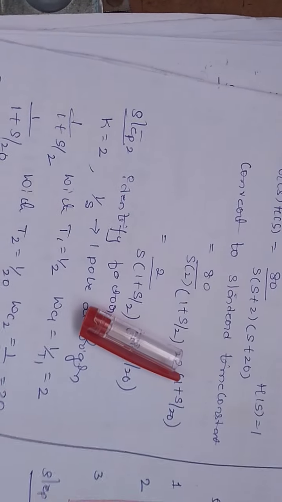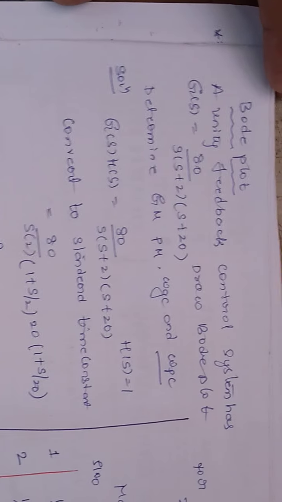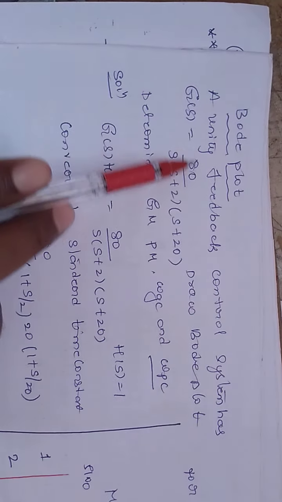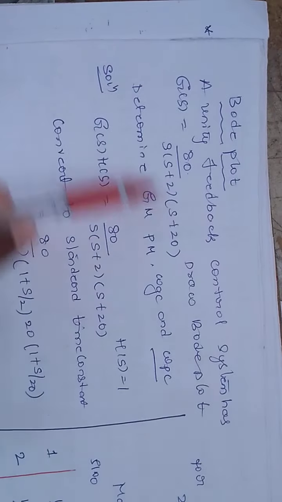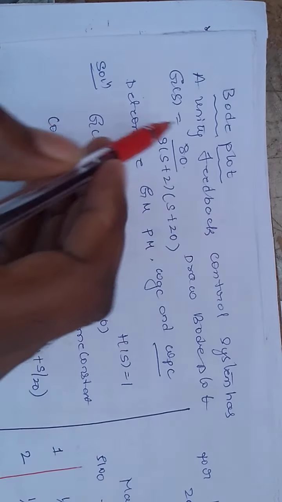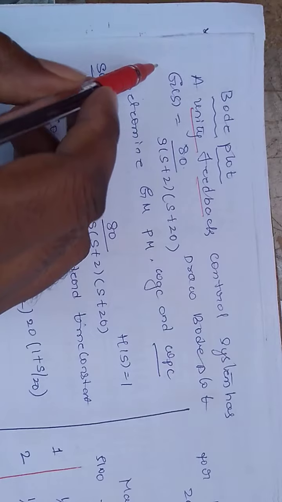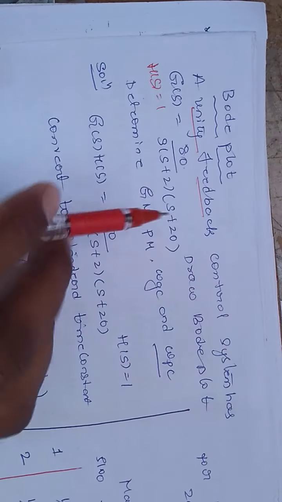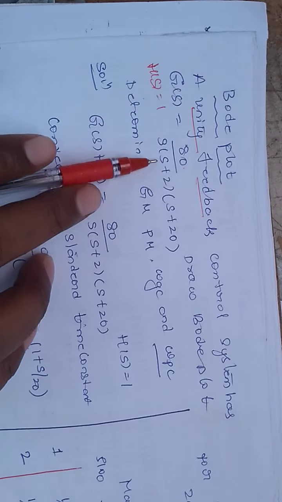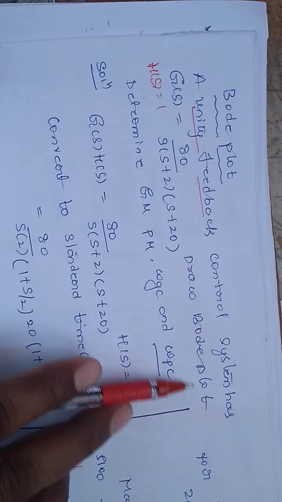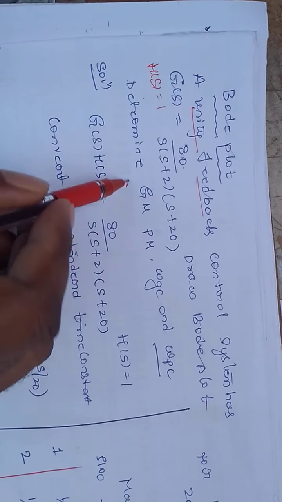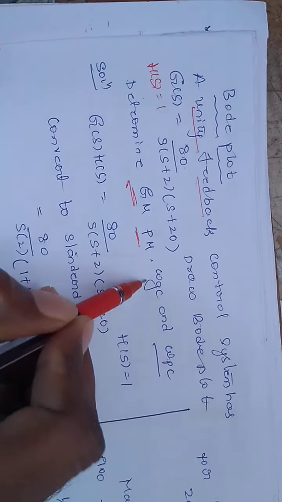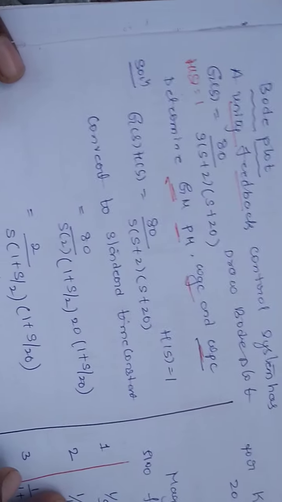So we have to observe here problem number 1. A unity feedback control system has G(s). Unity feedback means the value of H(s) is equal to 1. So G(s) is 80 divided by s into (s plus 2) into (s plus 20). Draw the Bode plot, determine gain margin, phase margin, omega gc and omega pc.